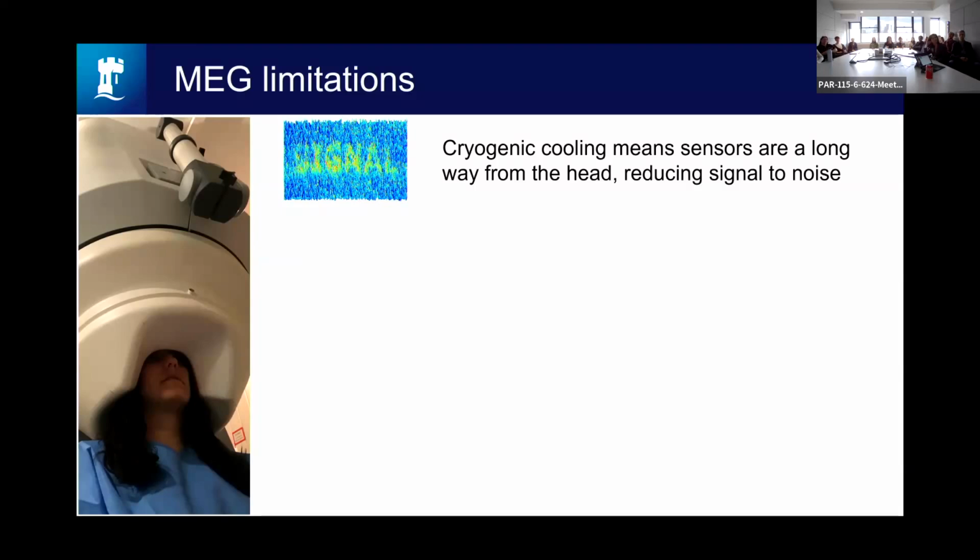And as you move away from the head, the signal from the brain, the magnetic field that we're interested in, decays with the square of distance. So if we double that distance, we quarter the signal, and that's a bad thing. So even at the best that we can do, so here's somebody whose head fits the scanner pretty well, but the sensors are already a long way away from her head, meaning we've got low signal to noise ratio.